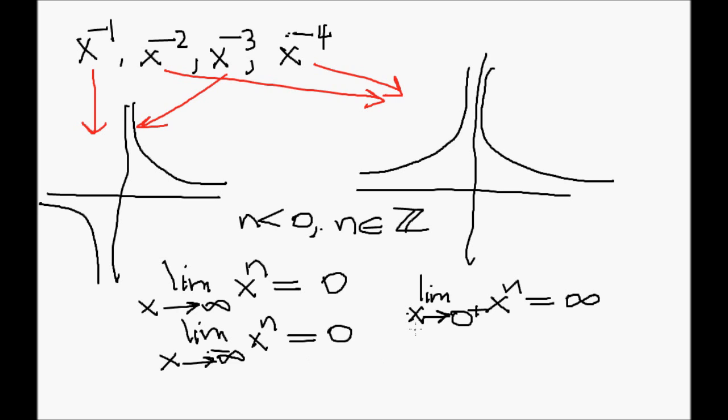The interesting case is the limit as x approaches 0 from below of x to the n. Here there are two different cases. If n is even, and I approach 0 from below, then it blows up positive. So that's if n is even.